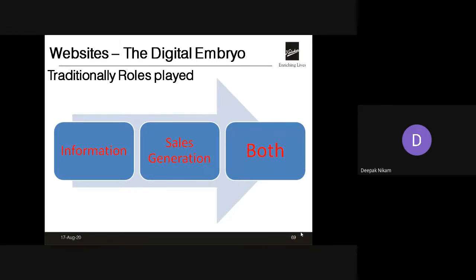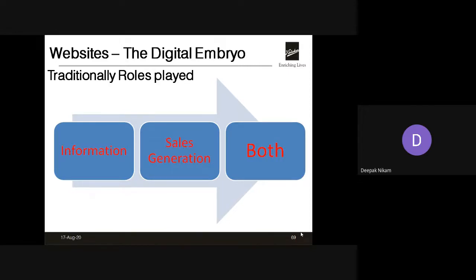So you have websites now which are playing an information base, a sales base, and sales leads and sales generation. So think of the different tools that the website has to be ready to accept when it is going through a transition phase.